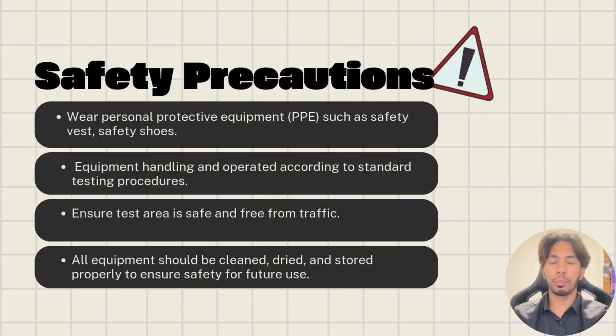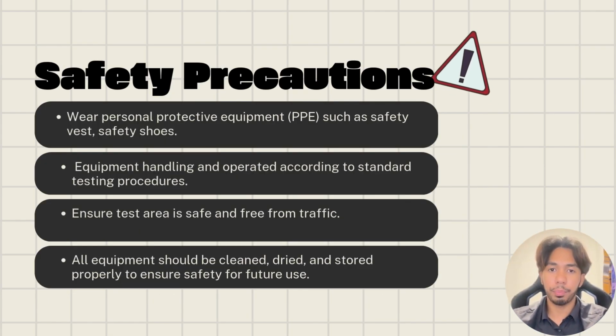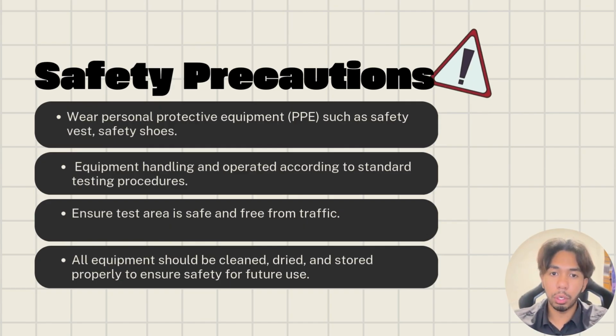Thank you. Before conducting all tests, several safety precautions were taken to ensure a safe working environment. First, all equipment was handled and operated according to the standard testing procedures. Second, we must wear appropriate personal protective equipment, which is PPE, such as safety vests and safety shoes. Third, the test area was also ensured to be free from traffic to avoid any accidents. And lastly, after completing the test, all equipment was cleaned, dried and stored properly for future use.